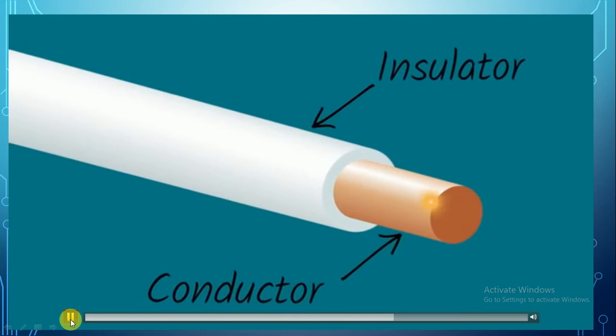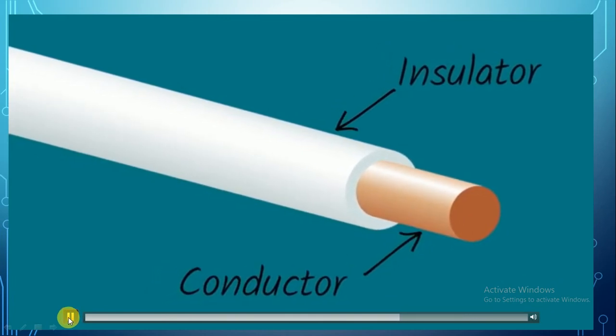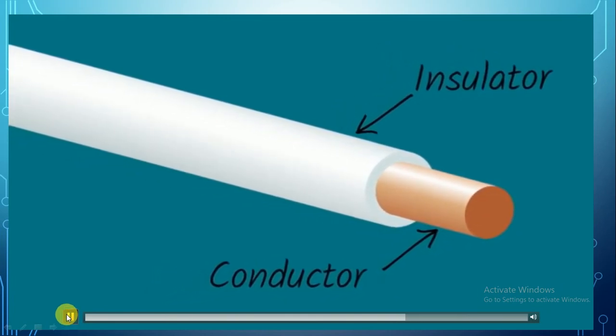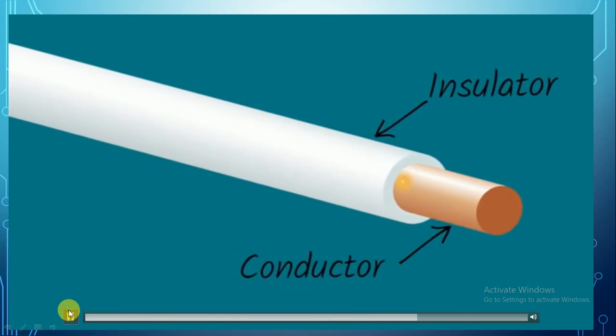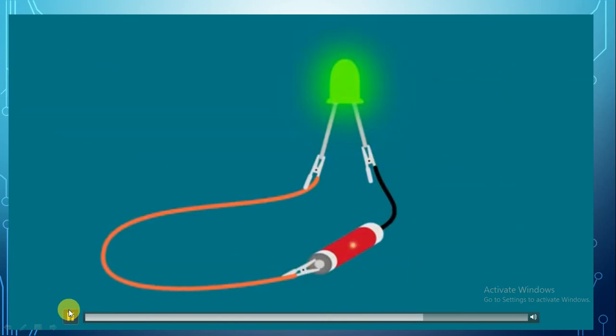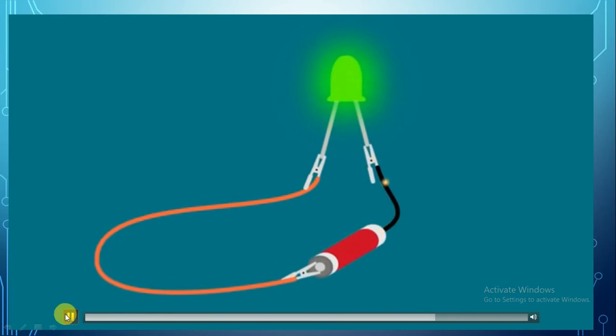Okay, let's continue. The copper wire helps the electrons flow, while the plastic insulator helps keep the electricity from being wasted and prevents us from being shocked. To use electric current to power things, you have to create a complete pathway for the electric current to follow. This is called an electric circuit.